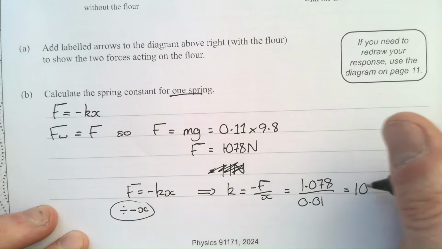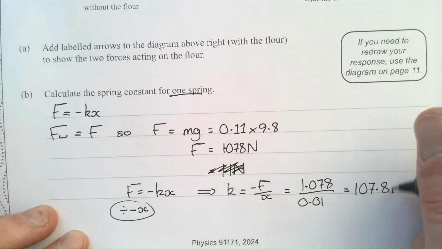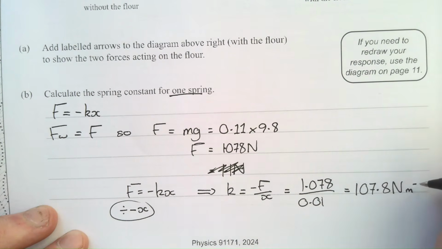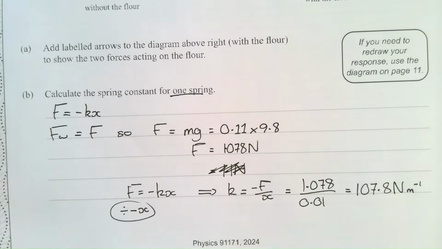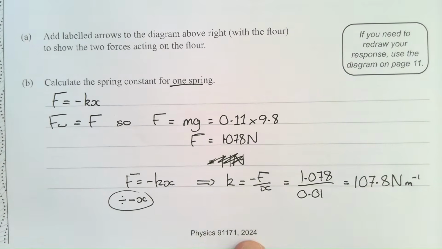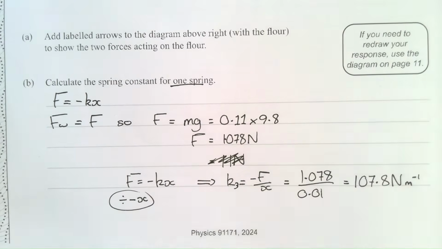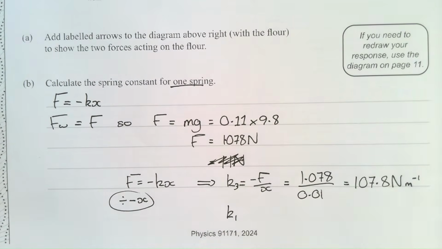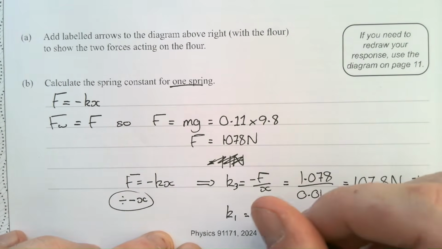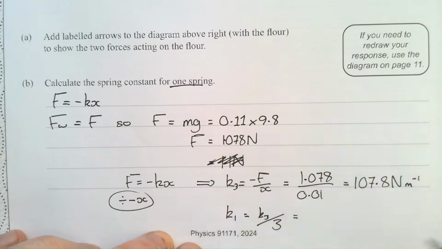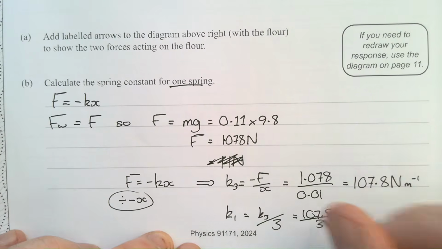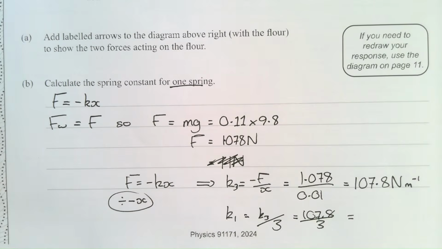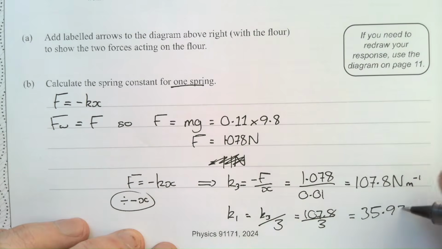Therefore, our spring constant comes out at 107.8 newtons per meter, but this is for all three springs combined. So this is the K for 3 springs. We want the K for 1 spring, which is going to equal K3 divided by 3 equals 107.8 over 3 equals, sorry, I'm calculating it, 35.93 recurring newtons per meter equals 36 newtons per meter.